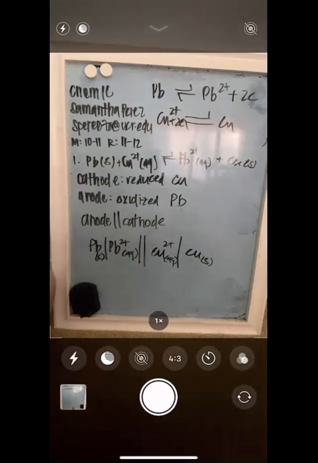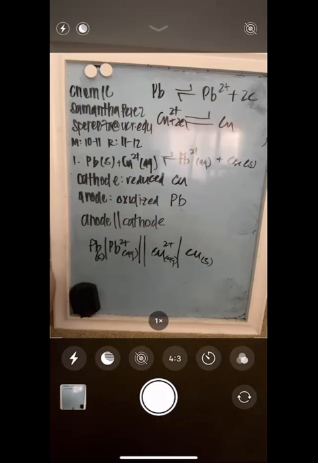Moving on to question 2, we have to look at it from the opposite side, wherein what if they give it to us in just cell notation? Question 2 essentially asks us this way: if you're given Al, Al3+, double line, Fe2+, Fe, what if it were given to you this way? How would you write the balanced chemical reaction for that cell notation?